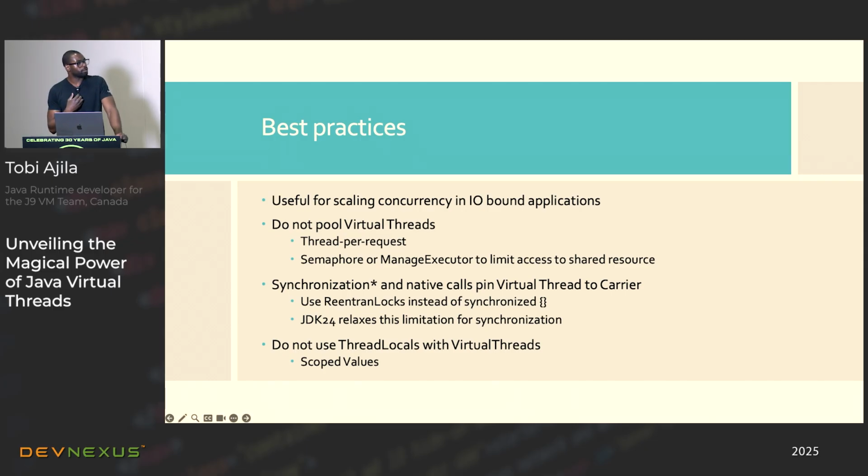Also, do not use thread locals with virtual threads. Thread locals is basically local storage for a thread. Given how numerous virtual threads can be, this means that you could be using a lot of memory. So instead, there's a new mechanism called scoped values that allows you to share data between thread stack frames. And I'll talk about this later.